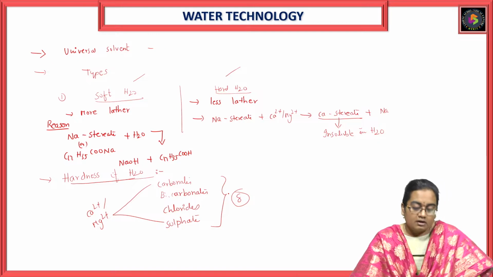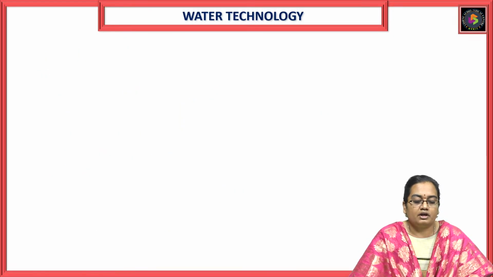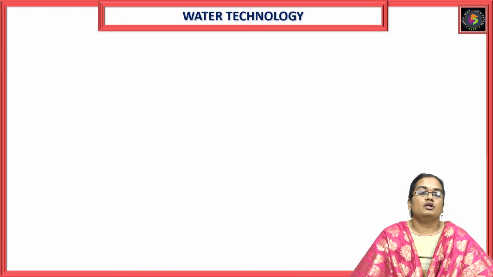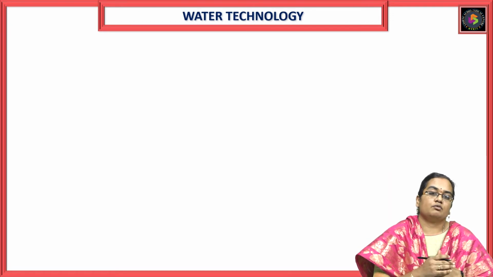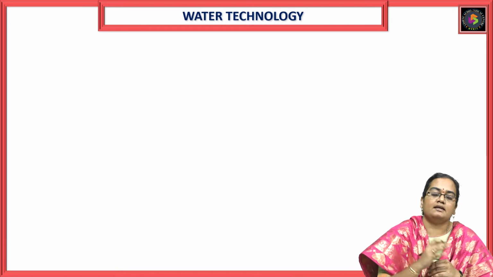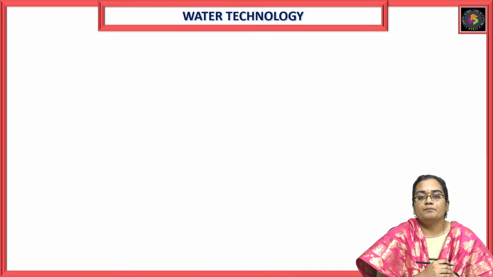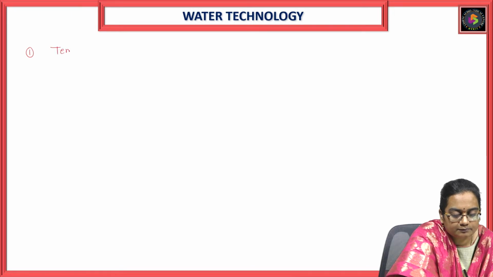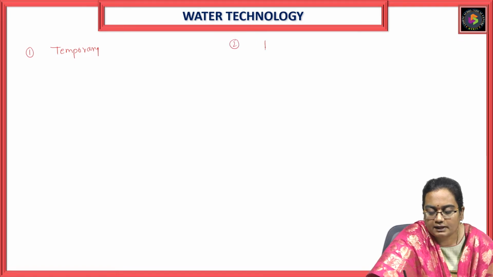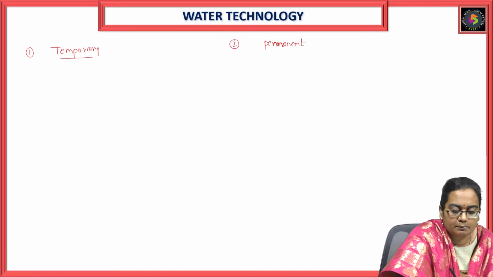And if you observe, when we boil water in our daily life, we see certain things. To remove the hardness present in our water, we boil the water. When we boil the water, some salts can be easily removed when water is boiled to 100 degrees centigrade. Based on this removal, hardness is classified into two categories. Number 1, temporary hardness. Number 2, permanent hardness.